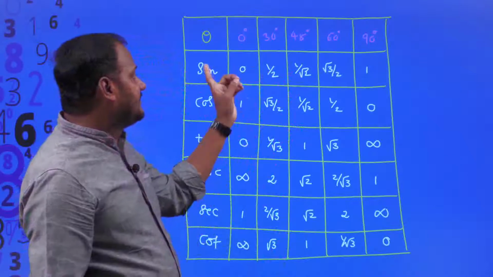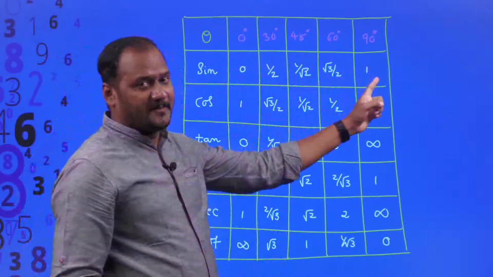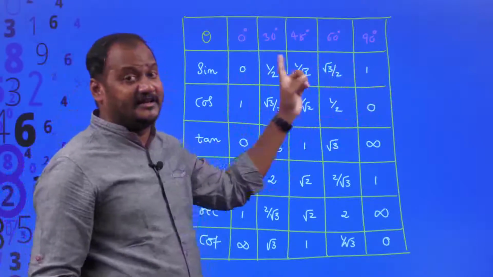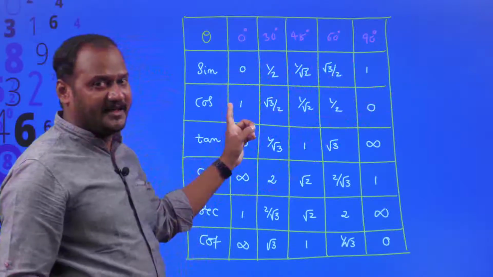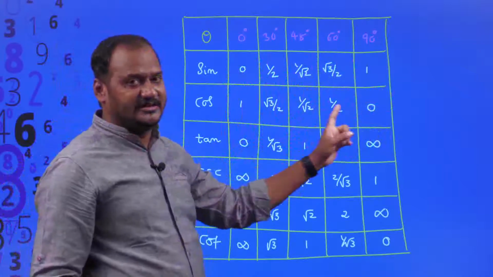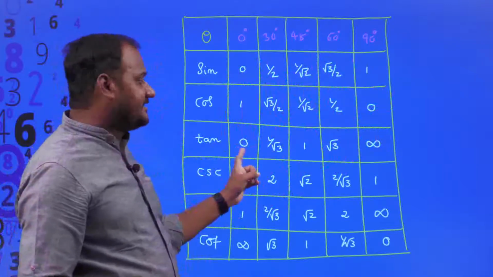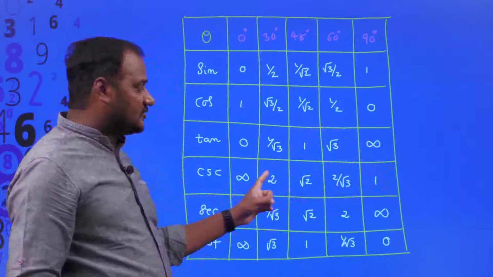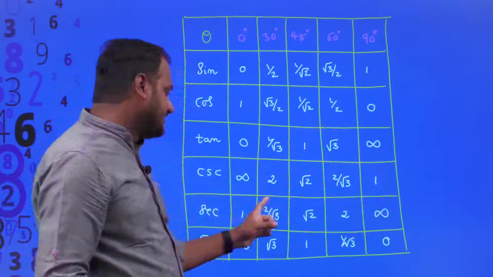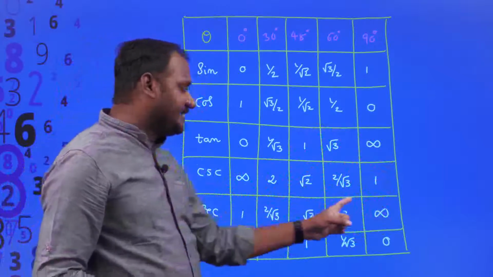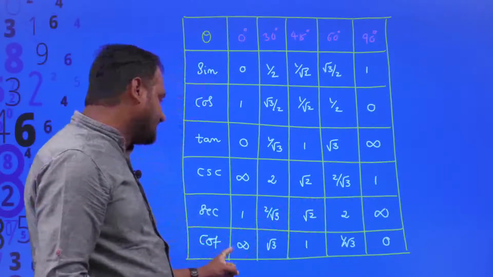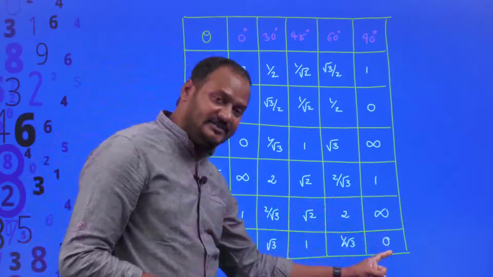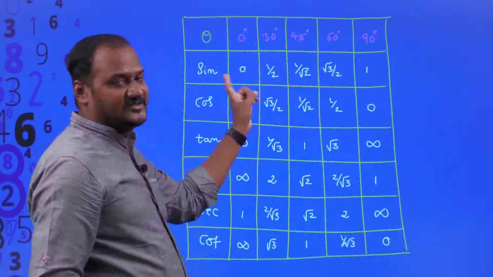And coming to the sine values, cos values, tan, cosecant, secant, cot, you can understand one more thing here: sine ends with 1, immediately cos starts with 1, and cos ends with 0, tan starts with 0, and tan ends with undefined, and then cosecant starts with undefined. Cosecant ends with 1, and then secant starts with 1, and secant ends with undefined.